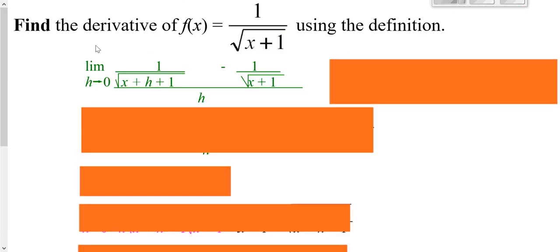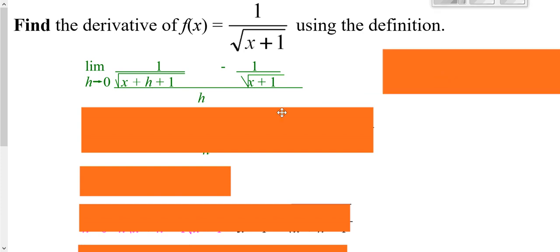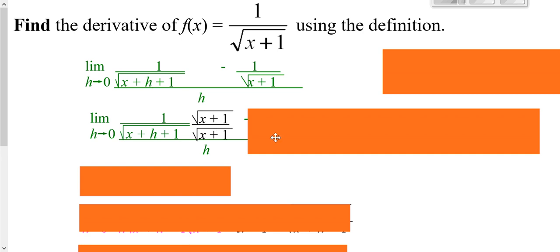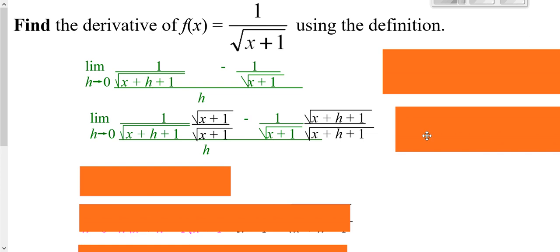So here, find your derivative. All we have to do is take the limit as h approaches 0 of f of x plus h. So plug in x plus h here, and that gives us this. Minus your original function gives us this, all over h. To work this out, we write the top as one fraction, so we need a common denominator. We multiply the first fraction top and bottom by root x plus 1. The second fraction needs a root x plus h plus 1, top and bottom, both special forms of 1.